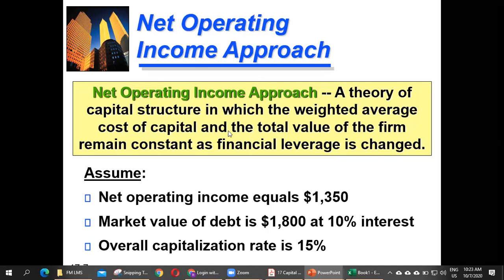Okay, read this paragraph. A theory of capital structure in which weighted average cost of capital and the total value of the firm remain constant as financial leverage is changed. My question is, will financial leverage impact the firm or not according to this theory? Please post your answer, according to this paragraph.